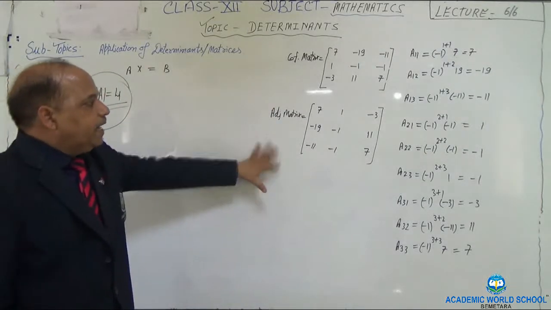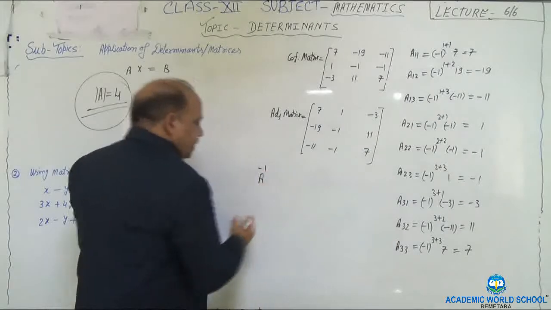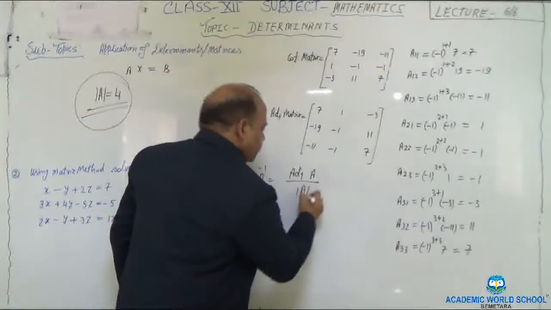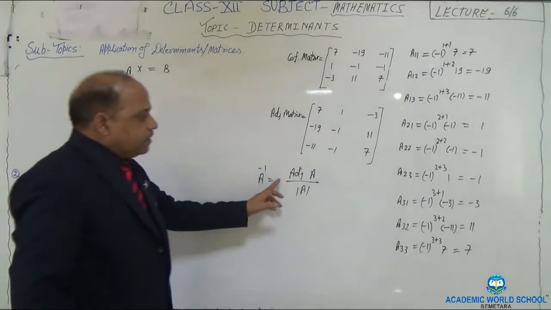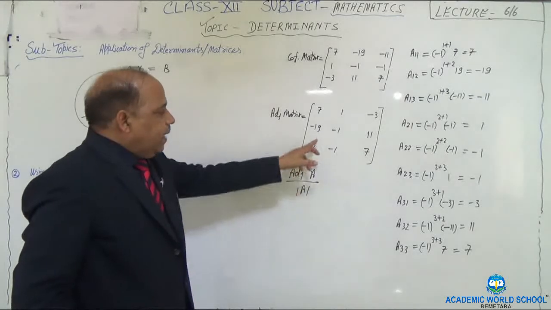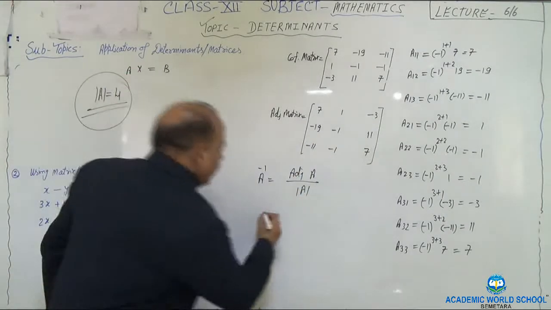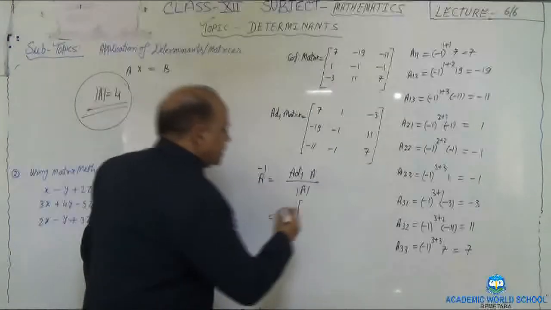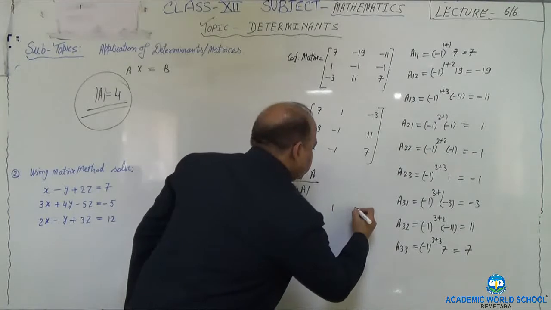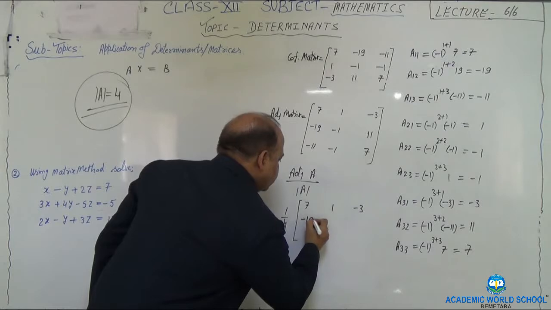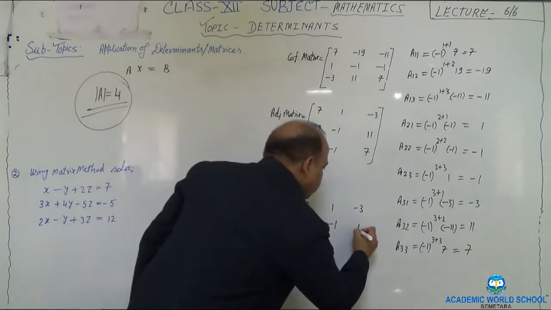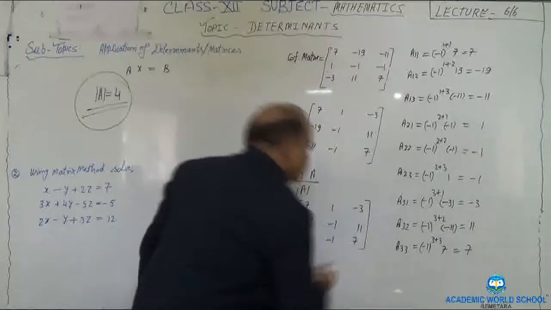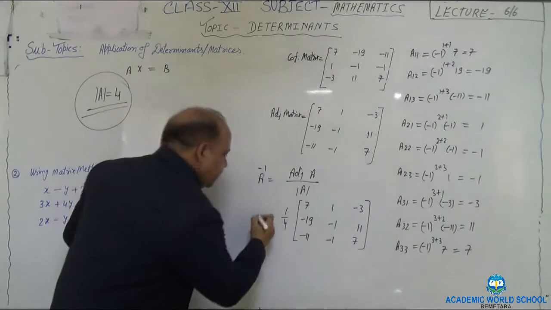After getting this adjoint matrix, what do we need to find out? We need to find out the inverse of A. This is nothing but adjoint of A divided by the value of determinant A. What is my adjoint? I already have it. So I will divide by the value of the determinant, which is 4. So I can write it as 1 by 4, and then my adjoint is 7, 1, minus 3, minus 19, minus 1, 11, minus 11, minus 1, and then 7. So we have got the inverse.